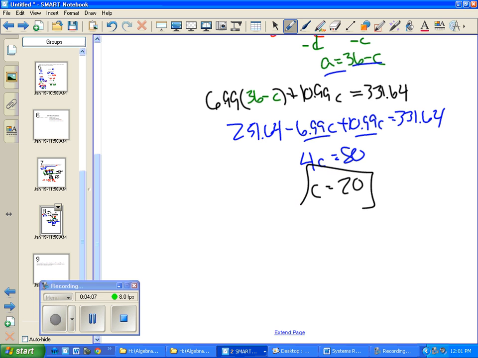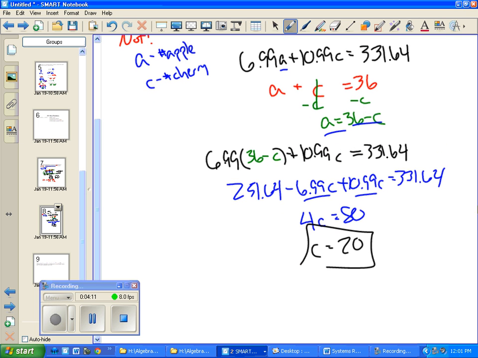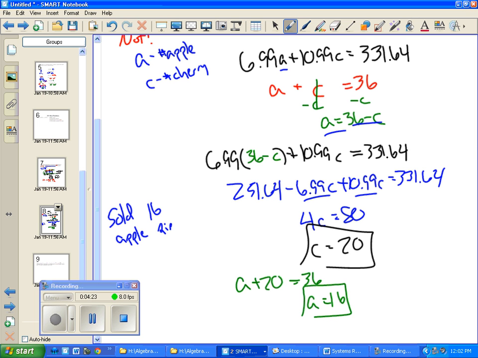I'm not going to have a fraction of a pie to sell. C is 20. When you go back, they're supposed to add up to 36, so 20 plus however many apple pies should be 36. That means that they sold 16 apple pies. She sold 16 apple pies and 20 cherry pies.